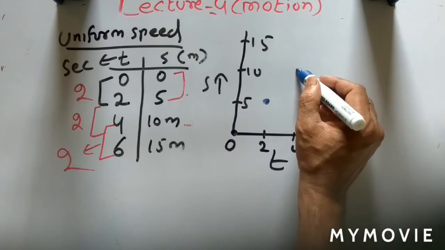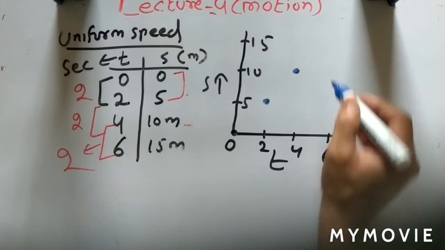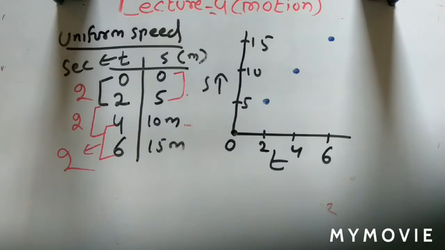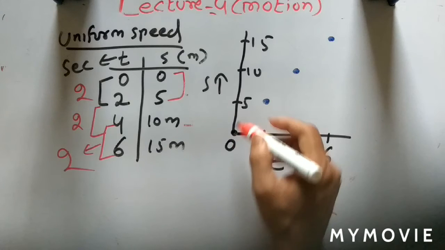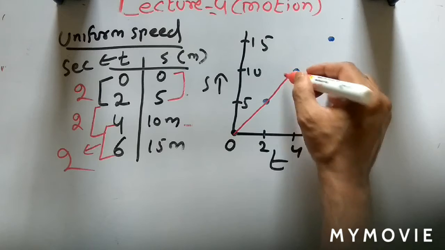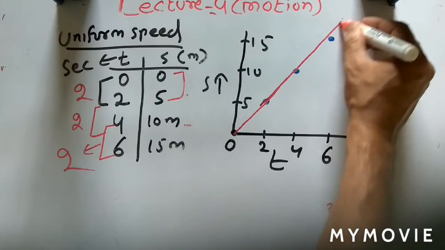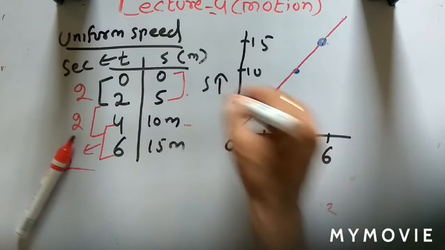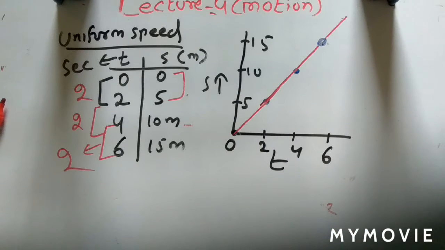Now take the various points. At 0 seconds the distance is 0, at t = 2 seconds the distance covered is 5 meters, at t = 4 seconds the distance covered is 10 meters, and at t = 6 seconds the distance covered is 15 meters. If you draw a smooth curve, it will be a straight line. So the distance-time graph is a straight line for uniform motion.